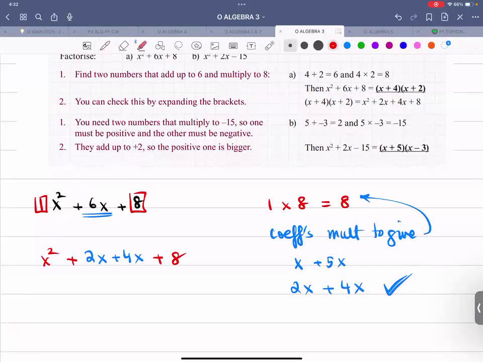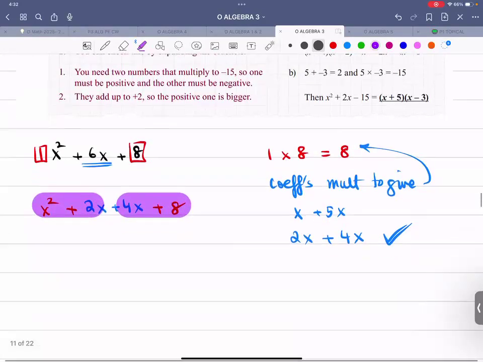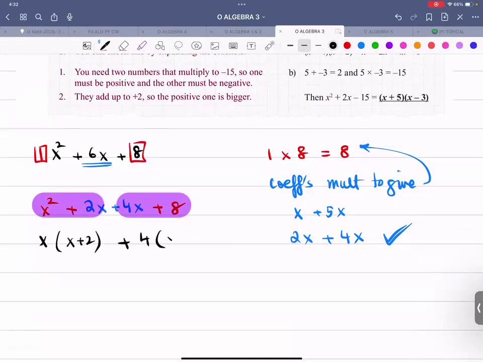And now what do we have to do? We have to make two groups, the first group and the second group. From the first group, if I take x common, it's x into x plus 2. From the second group, if I take 4 common, I'm left with x plus 2. Is everyone clear on this? Because middle term factorization comes a lot in the exams. So let me just write it again.